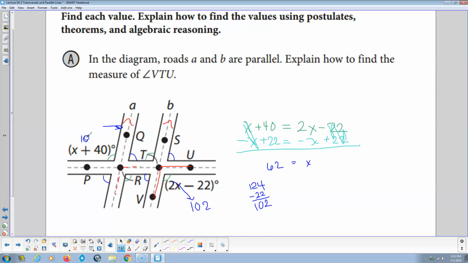This is 102 as well. So yes, that's the correct solution for x, because both of these end up being 102. So the measure of the angle we're looking for, 102.